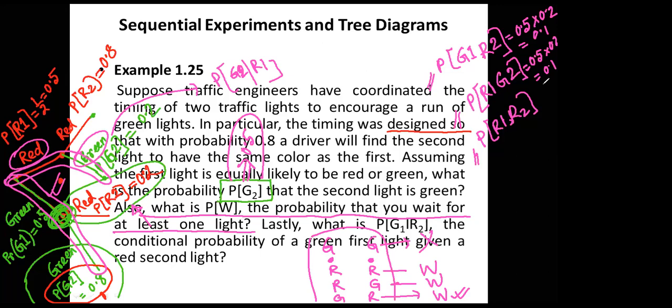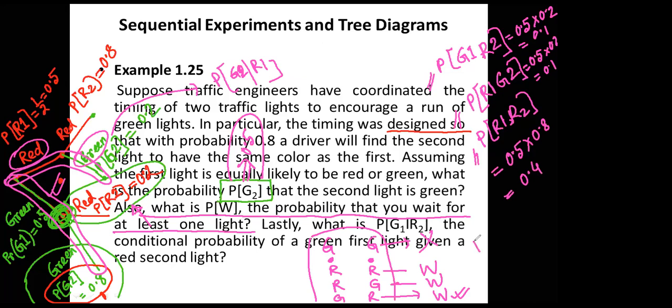So what is PW? They are actually twisting the language. What is PW? The probability that you wait for at least one light. So this is the thing. Now, what is the probability of R1, R2? It is 0.5 into 0.8, and that will be equal to 0.4.